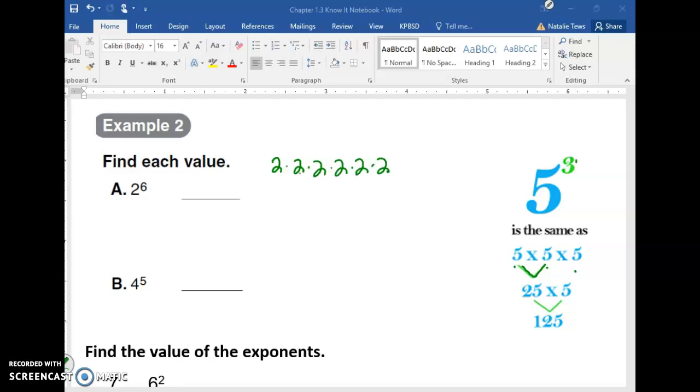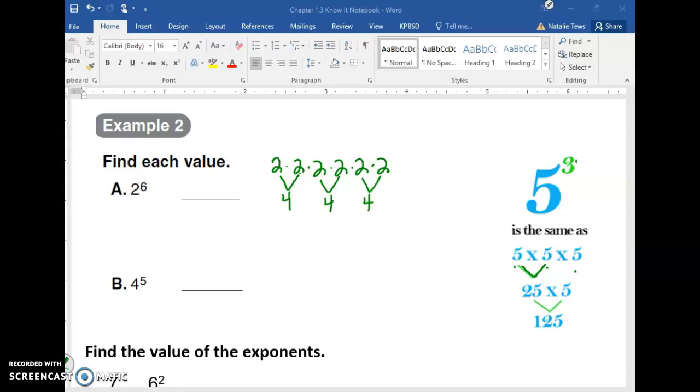And do I have 6 of them? 1, 2, 3, 4, 5, 6. Perfect. Okay, and then I can use my calculator a little later, but I'm not going to need it for a minute. Because I'm going to have 2 times 2 is 4. 2 times 2 is 4.